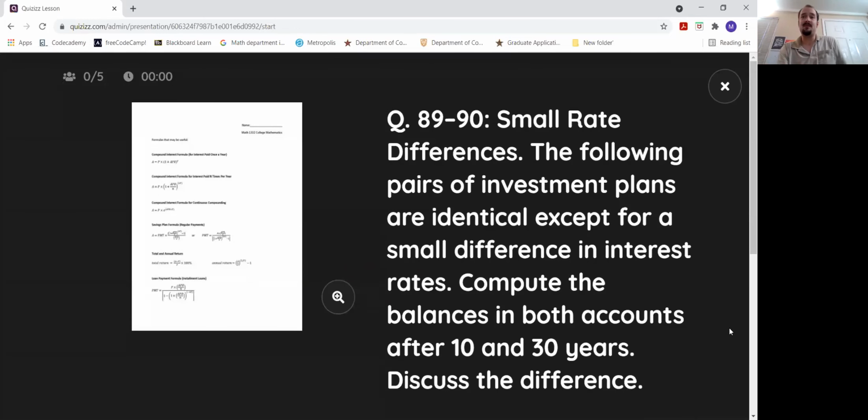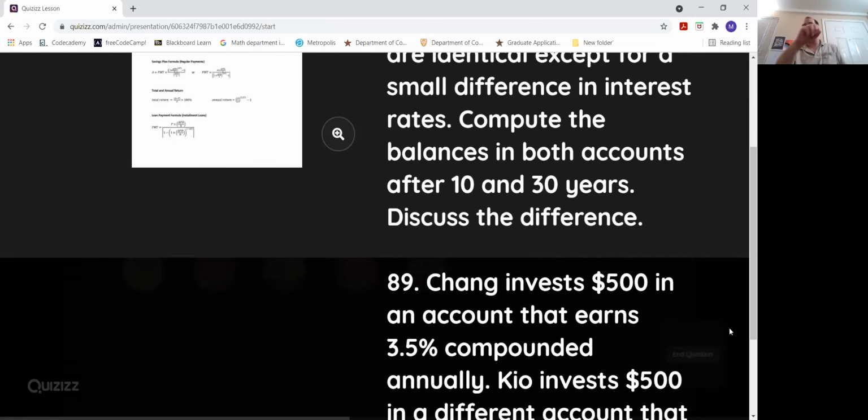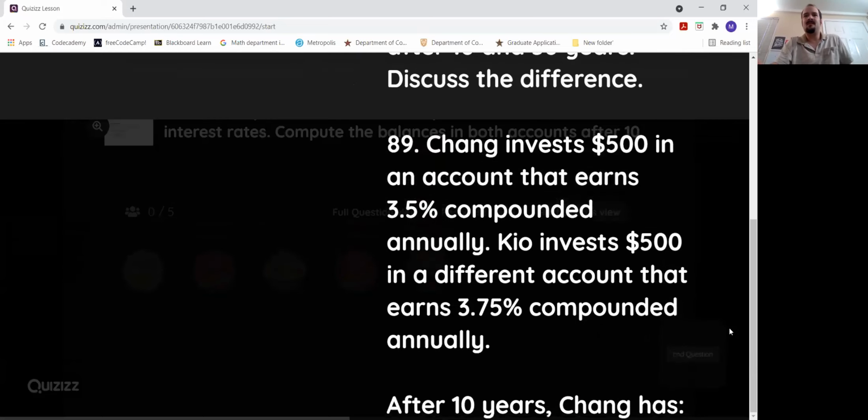The following pairs of investments are identical except for a small difference in interest rates. They want us to compute the balance in 10 years and in 30 years. So we have 4 different things to calculate here. Chang invests $500 in an account that earns 3.5%, compounded annually. Keo invests 500 in a different account that is 3.75%, also compounded annually. Like they said, the only difference is this 3.5 and this 3.75.